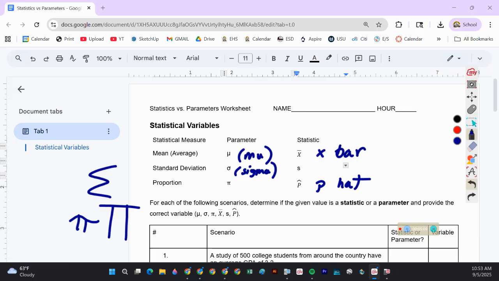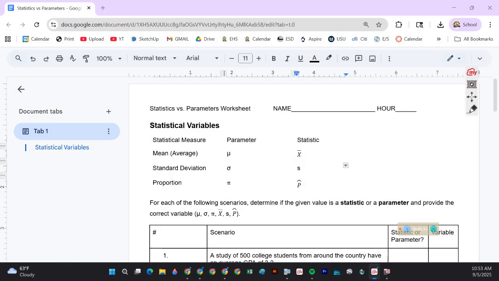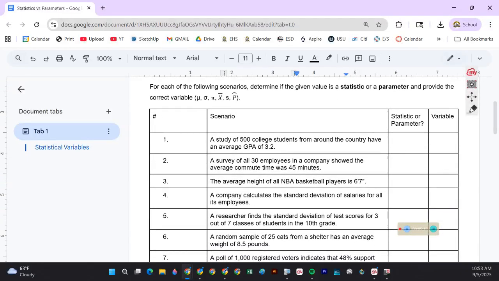So today, you are going to go through this, and you're going to read the situation and decide, is this a statistic or a parameter? Okay, so that's pretty easy. But I want to talk to you a little bit about what it means to be a statistic.